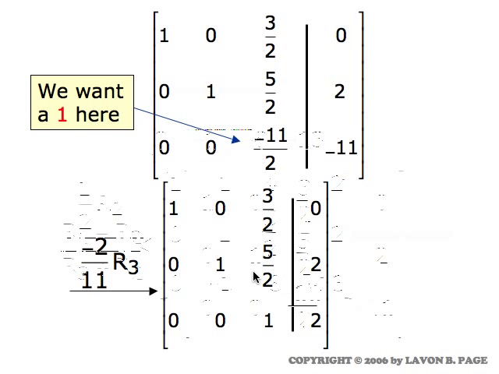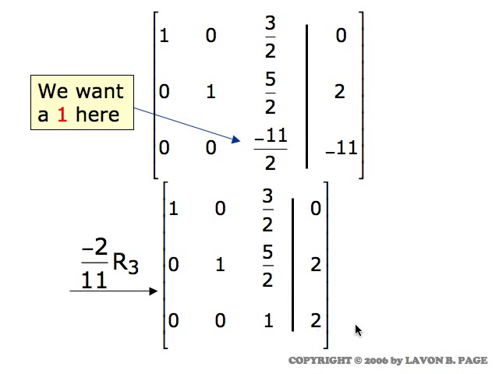We move on to the third column. We want to produce a 1 in this spot. We do that by simply multiplying row 3 times minus 2 over 11. That is the reciprocal of this number. So the new row 3 becomes 0, 0. Minus 11/2 times minus 2/11 is 1. And minus 11 times minus 2 over 11 is 2. Almost done. The only remaining work is to turn these two numbers into zeros.